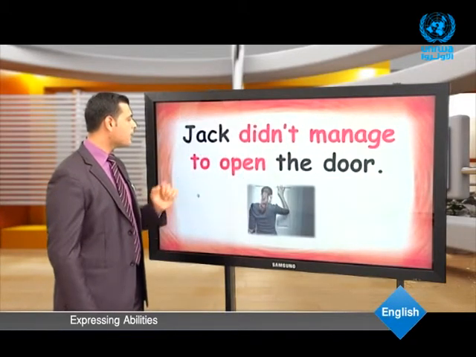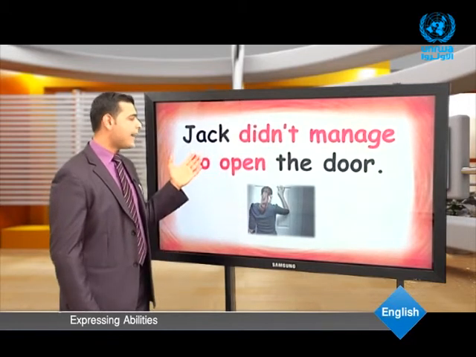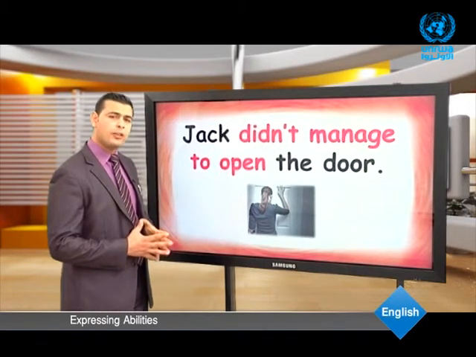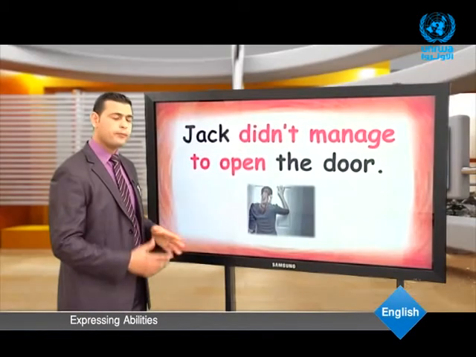The next sentence, Jack didn't manage to open the door. Here in the picture, the door is still closed.